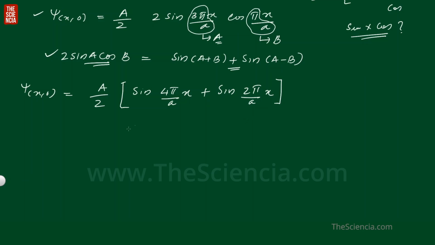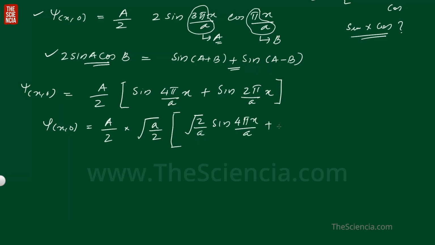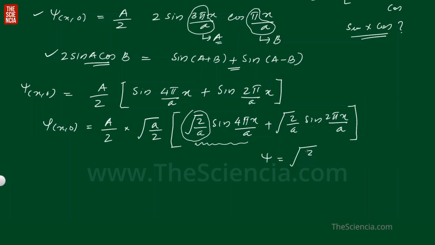Right. Again I am rewriting this expression, that is psi of x0 is equal to a by 2 into root of a by 2 into root 2 by a sine 4 pi x by a plus root 2 by a sine 2 pi x by a. Why? Because for a wave function there will be this term, that is root 2 by a. I told you the wave function will be equal to root 2 by length of the box into sine.